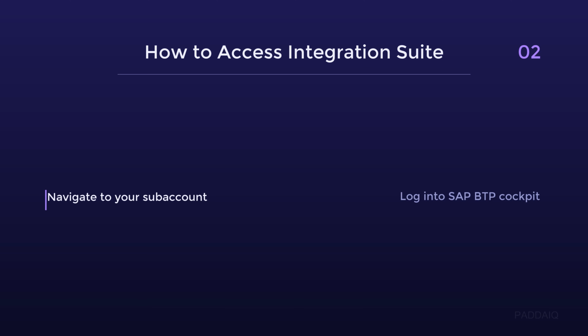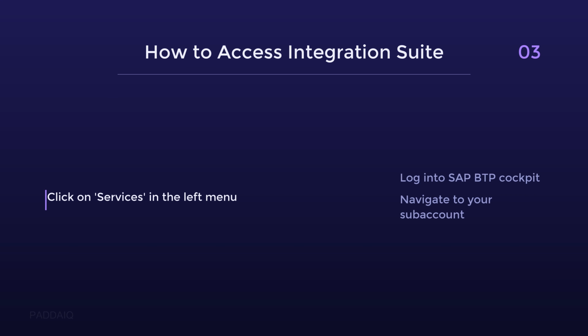Navigate to your sub-account. This means logging into SAP BTP Cockpit and selecting the specific workspace your company uses. For example, if you are part of the sales team account, you would click on that name. This is your first essential step to begin working with the Integration Suite.